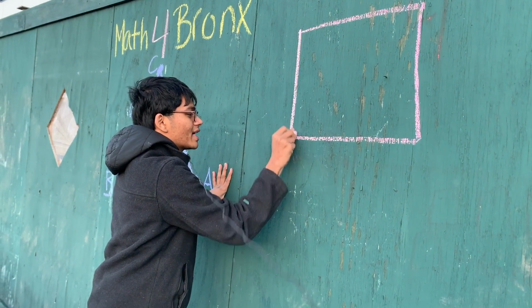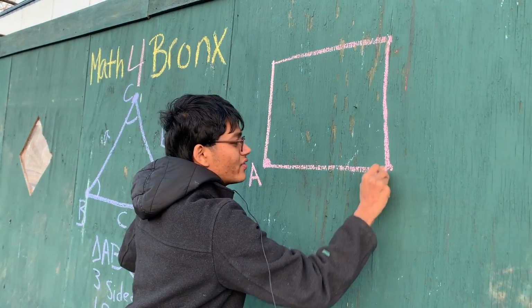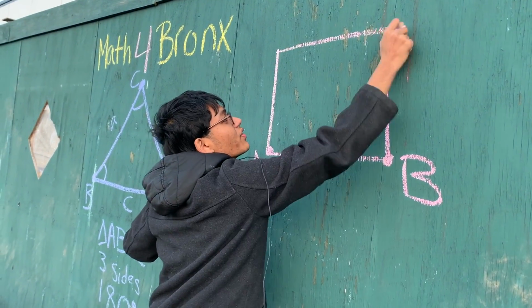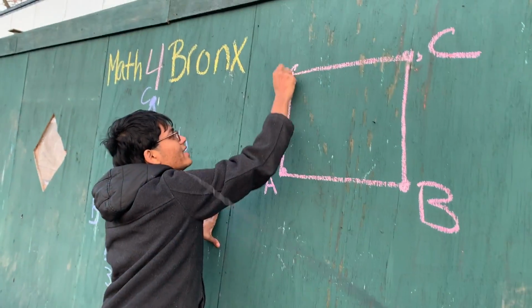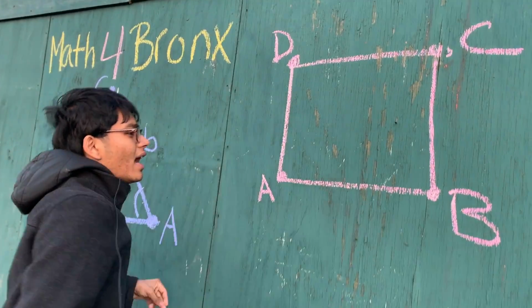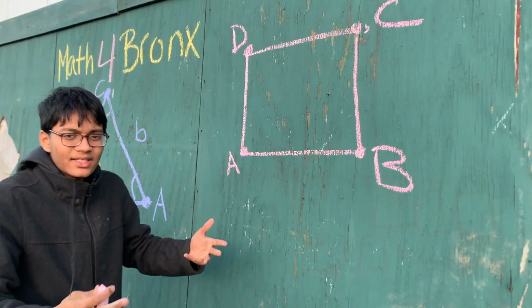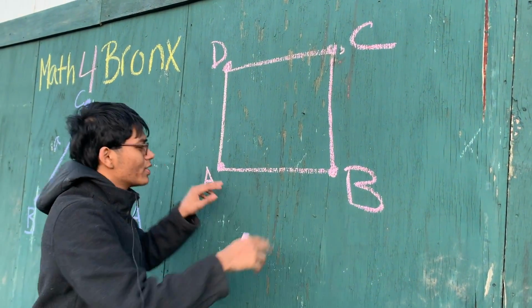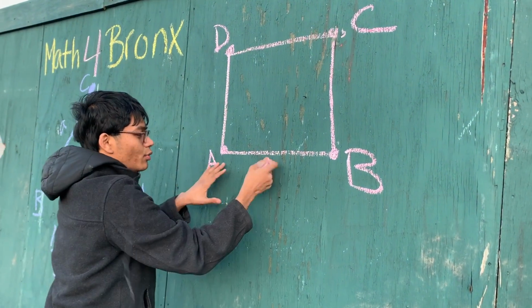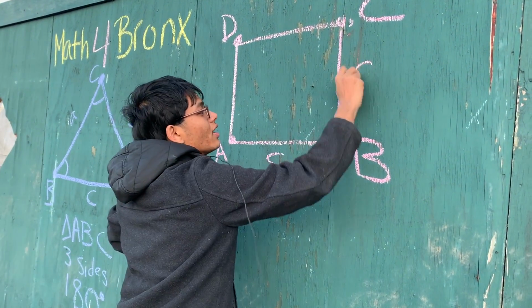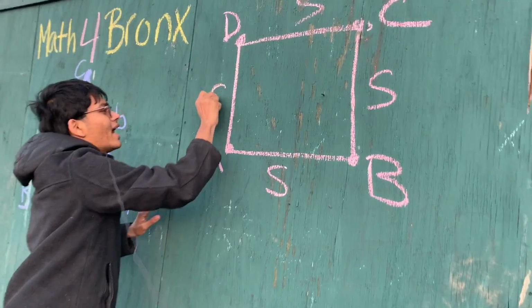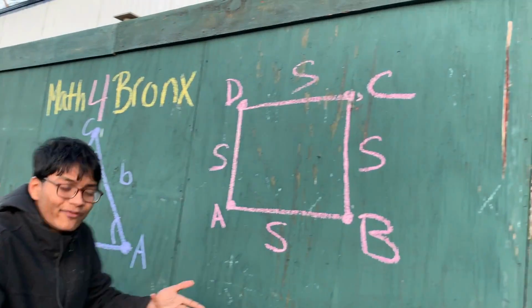So here's one vertex, let's call it A. Here's our second vertex, let's call it B. Here's our third one, let's call this one C. And here's our last one, let's call that D. Of course, we can give each of the side lengths of the square a name, but a square has equal side lengths. So we might as well call this one S, so all of the side lengths will be S. Now, remember that a square has four angles, right?